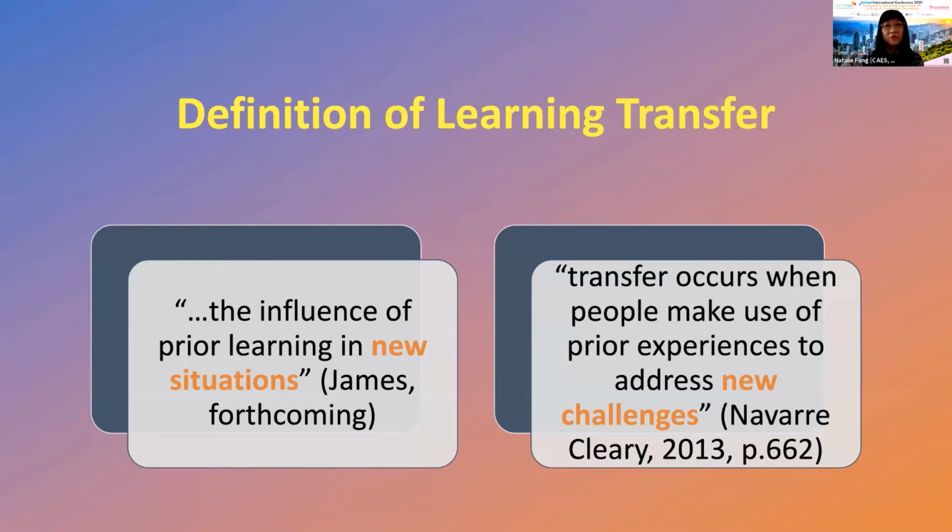Let me take you through the definitions of learning transfer. The definition of learning transfer is fairly consistent across different disciplines such as psychology, education, and human resources development, despite the differences in their objectives and purposes. So we can find similar definitions from different scholars. Learning transfer can occur in new situations or to address new challenges based on what we have experienced and learned.